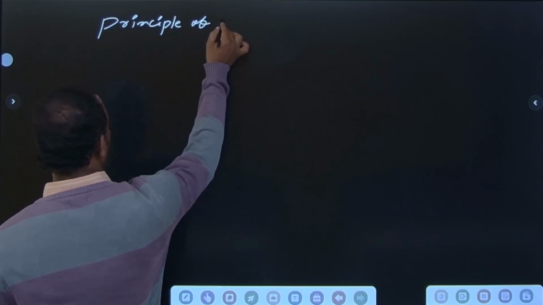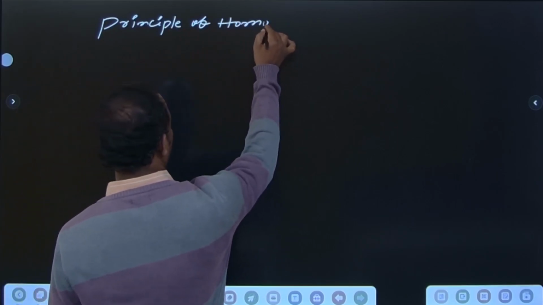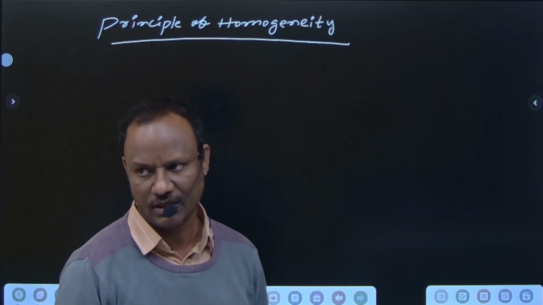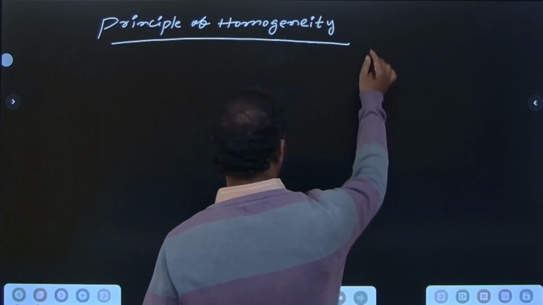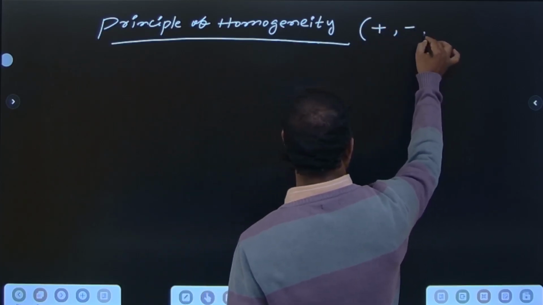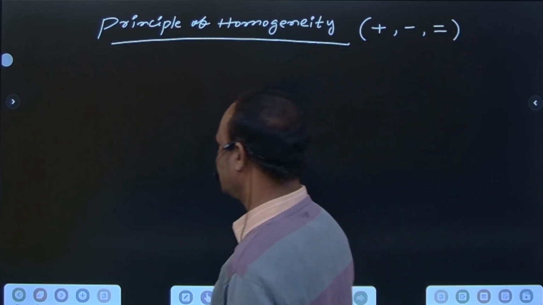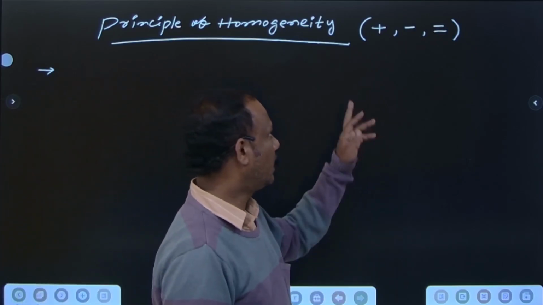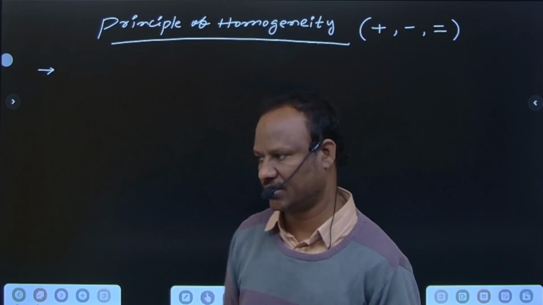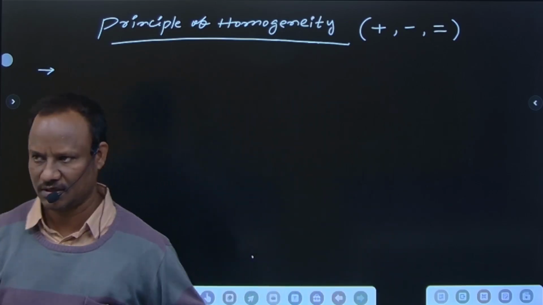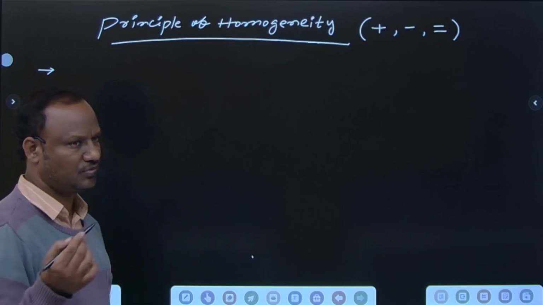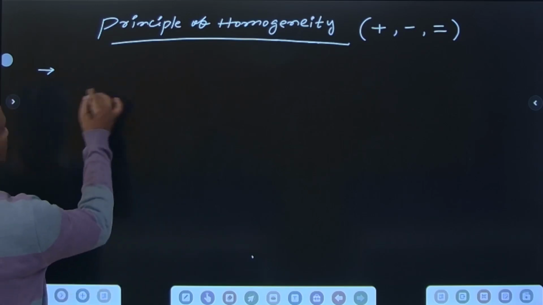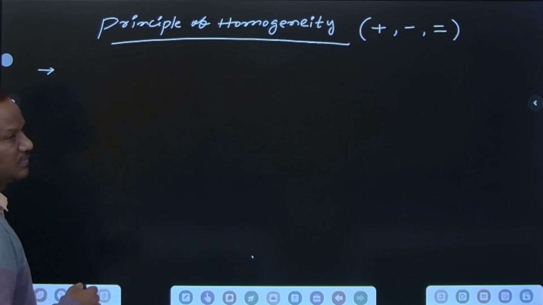Principle of homogeneity, just keep it as plus, minus, equal. It means the physical quantities of the same dimensional formula can be added, subtracted, equated. Velocity can be added to velocity. Force can be added to force, but force cannot be added to velocity because they have different dimensional formulas. So we can make the statement about the principle of homogeneity.